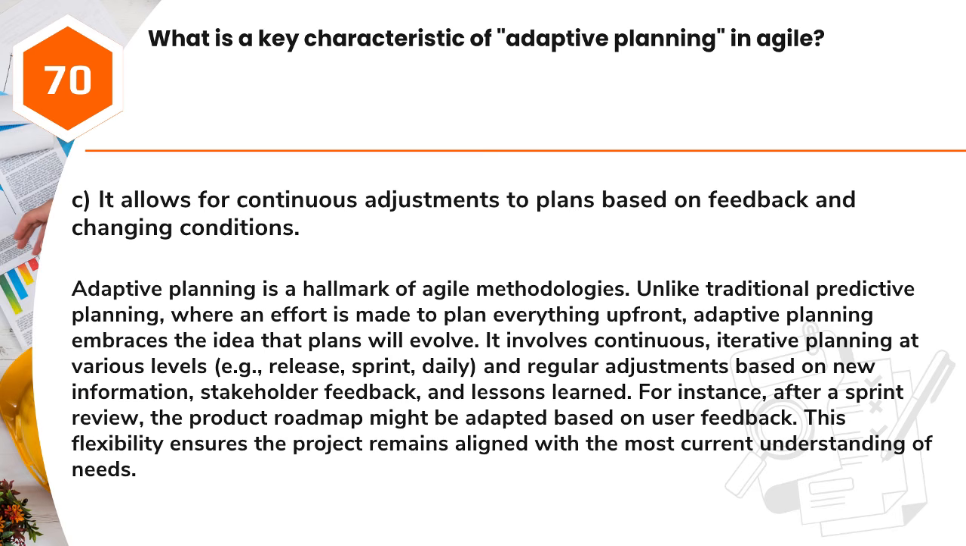Answer: C. It allows for continuous adjustments to plans based on feedback and changing conditions. Adaptive planning is a hallmark of Agile methodologies. Unlike traditional predictive planning, where an effort is made to plan everything up front, adaptive planning embraces the idea that plans will evolve. It involves continuous, iterative planning at various levels, e.g., release, sprint, daily, and regular adjustments based on new information, stakeholder feedback, and lessons learned.